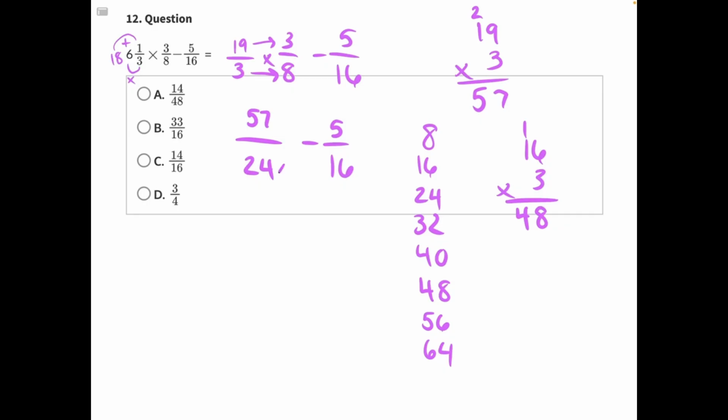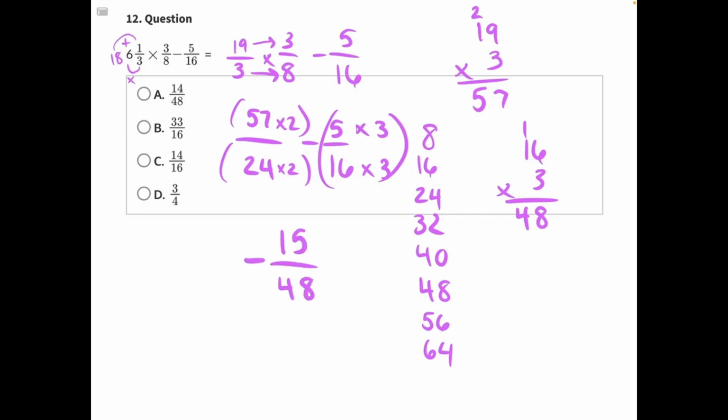We'll multiply this fraction by 2 on the top and bottom, and we'll multiply this fraction by 3 on the top and bottom. So in our second fraction, we'll have 15 over 48. And in our first fraction, 57 times 2. 2 times 7 is 14. 2 times 5 is 10 plus 1 is 11. 114 over 48. Then we'll need to do 114 minus 15.